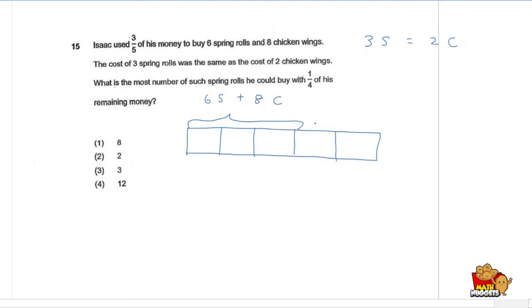So now they want the remainder to be 4, which I can cut equally. So we want to find out this part. Okay, so 1/4 of his remaining. How many spring rolls can he buy? Let me cut the rest up. So the question wants us to find spring rolls.